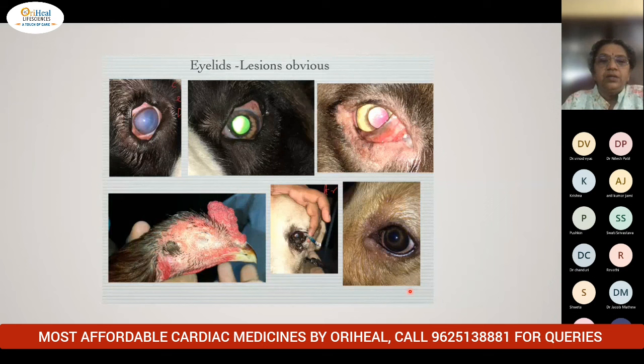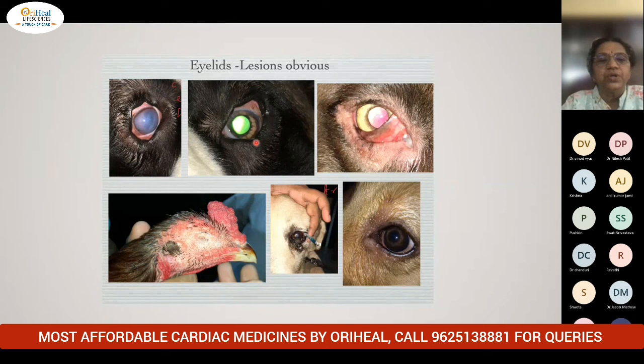Sometimes the lesions in the eyelids will be very obvious, so you don't have to really use any additional equipment to view this. Here you can see the palpebral fissure is not an oval. It is irregularly shaped, and we sometimes call it a diamond shape. And here also you can see the eyelid which is not formed properly.